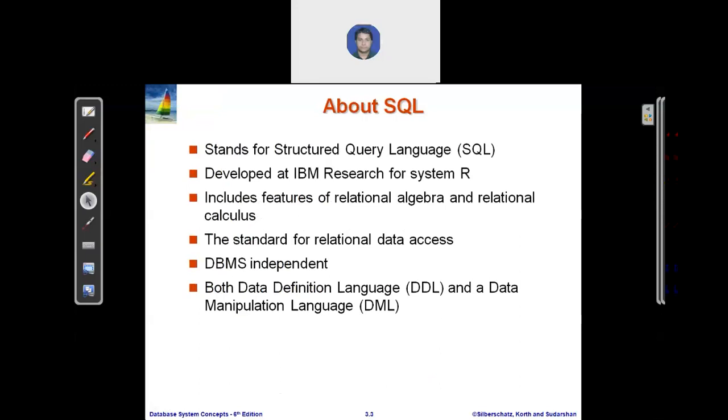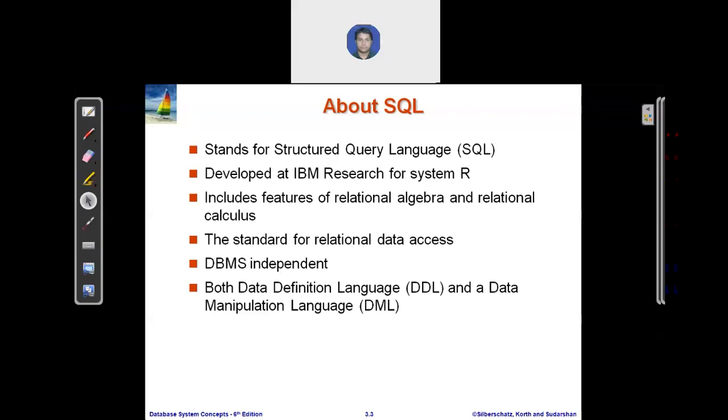It was developed at IBM Research for System R, and it includes features of relational algebra and relational tuple calculus. It is a standard for relational database access, and it is DBMS independent, meaning what kind of DBMS you are using doesn't matter. The SQL structure is the same for all kinds of DBMSs, and it is both DDL and DML.